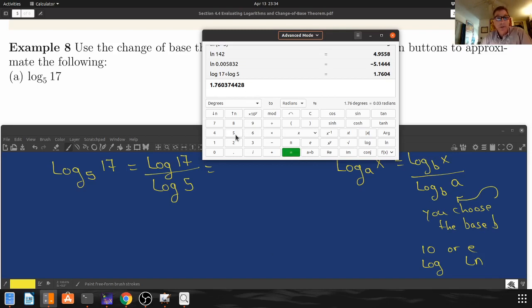Let's see if we get the same answer if I choose the natural log. By choosing the natural log, I take the natural log of 17 divided by the natural log of 5. We get to choose the base. It says so right there, right? So I chose the base this time to be e. Do I get the same number? I got the exact same number.